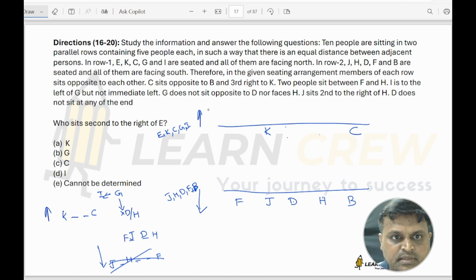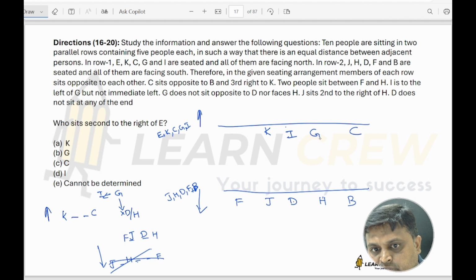Next, is anything else there? Two people sit between F and H. That is done. Next, what is given? C sits opposite to B. I is to the left of G, but not the immediate left.